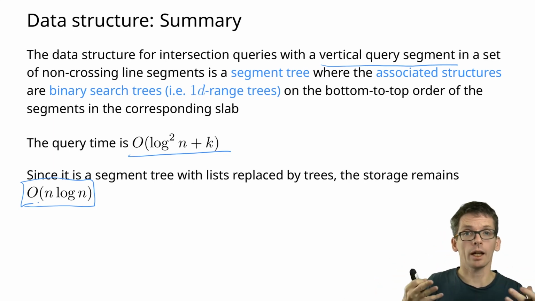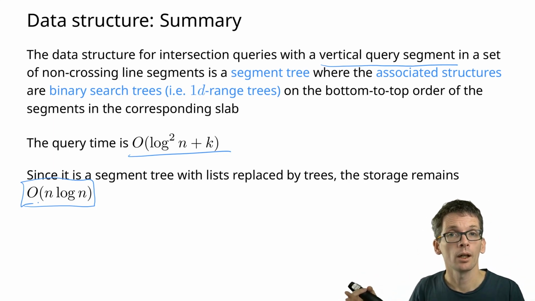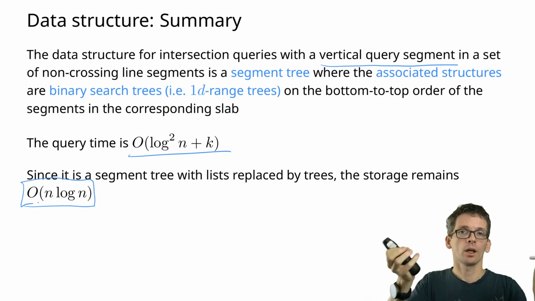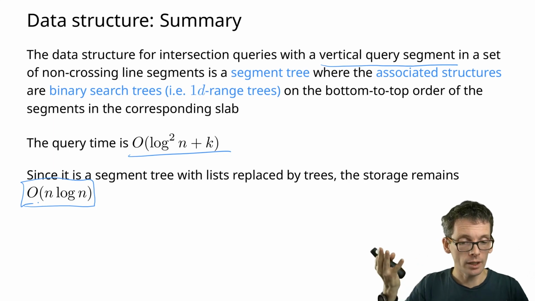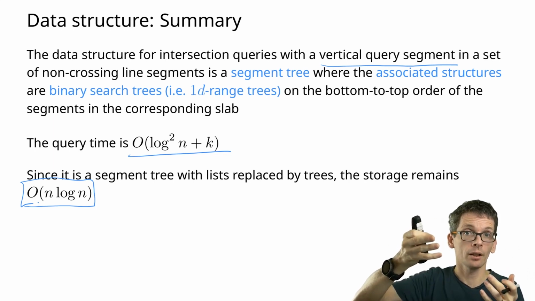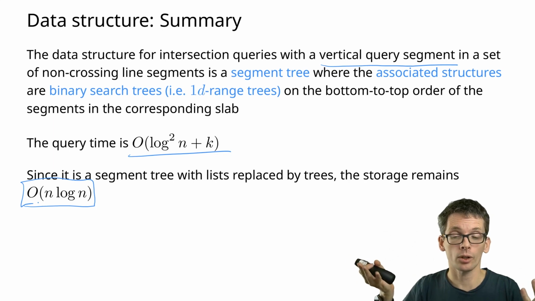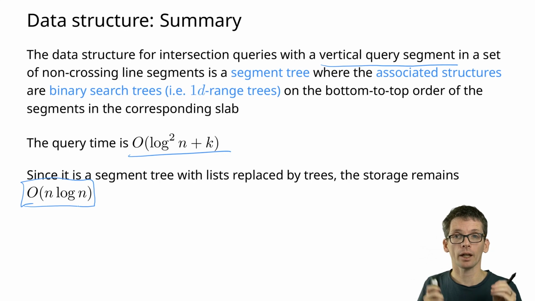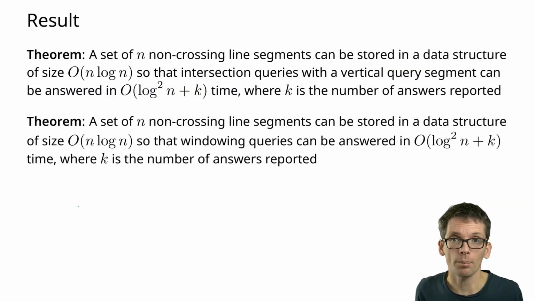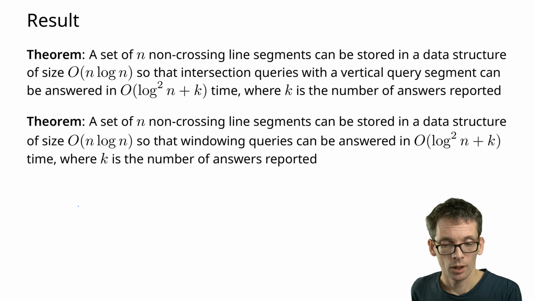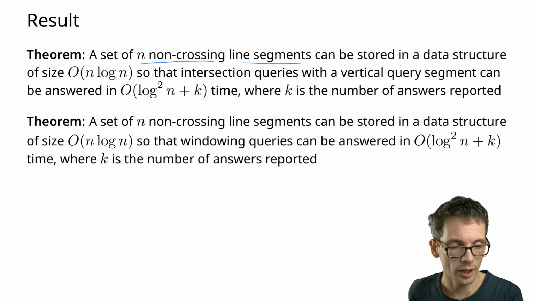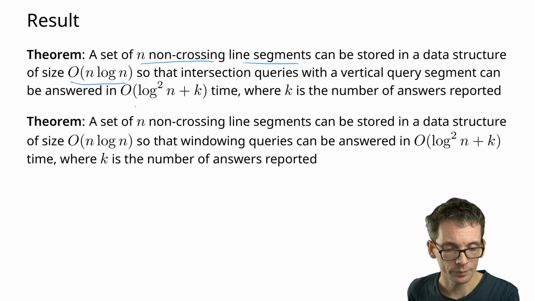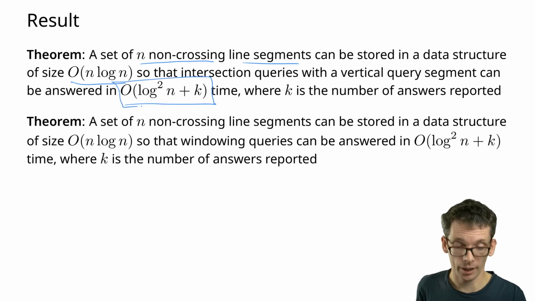So order n log n is the storage of a segment tree. In a 1D segment tree, I was simply storing with every node a bunch of intervals. Now instead, I'm storing a binary search tree, but a binary search tree also has linear storage, so that will not change my storage, and overall it remains order n log n. To sum up this result, if I have non-crossing line segments, I can build this data structure in order n log n space and log squared n plus k query time.